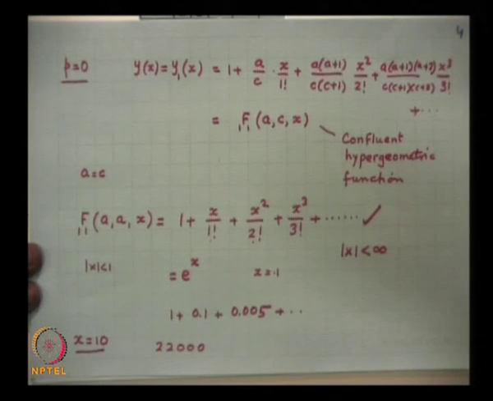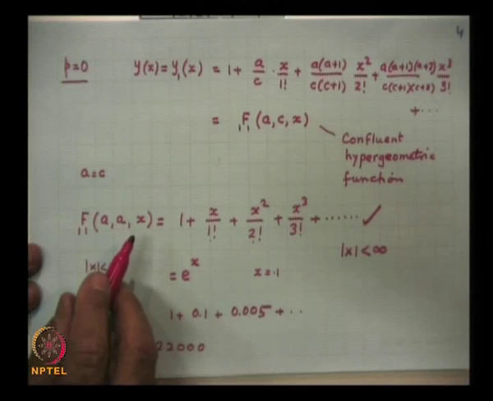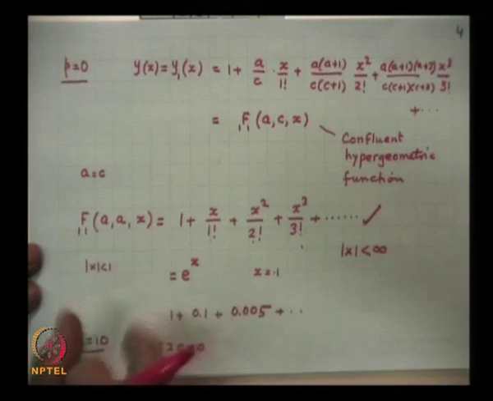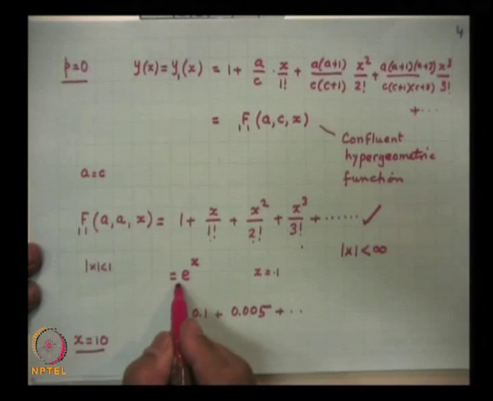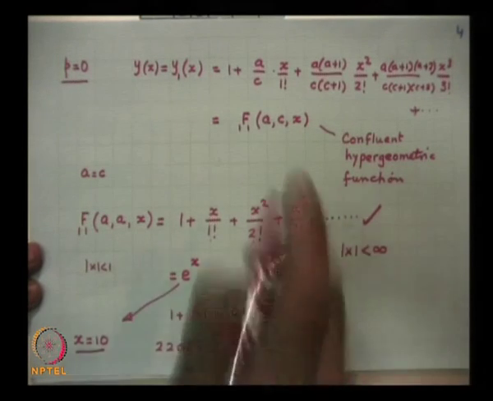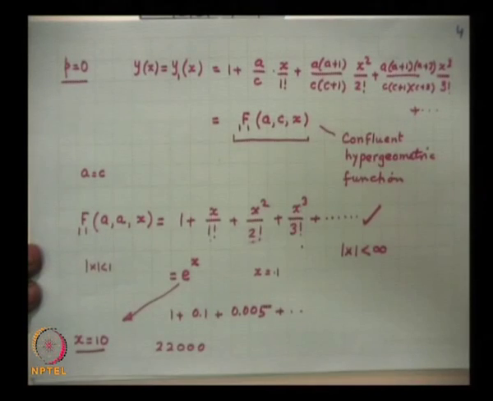However, the value of this series increases with x, so the series is convergent, but the value of the function will increase. As I had told you, for x equal to 10, the value becomes extremely large. I hope I have been able to convey this. So, this infinite series is convergent for all values of x.